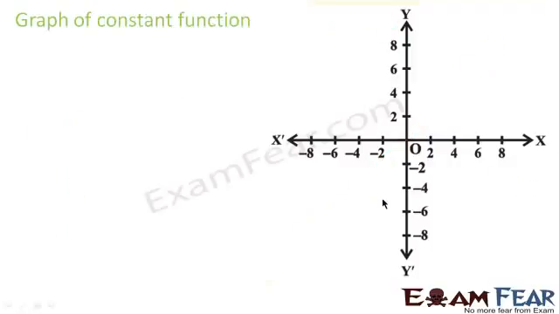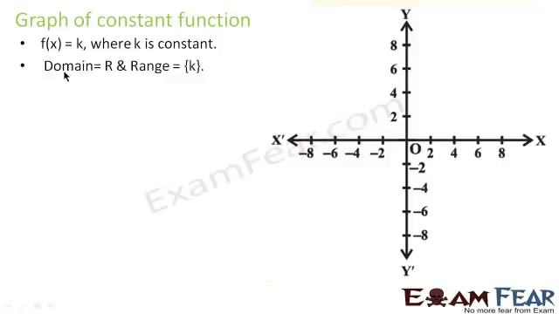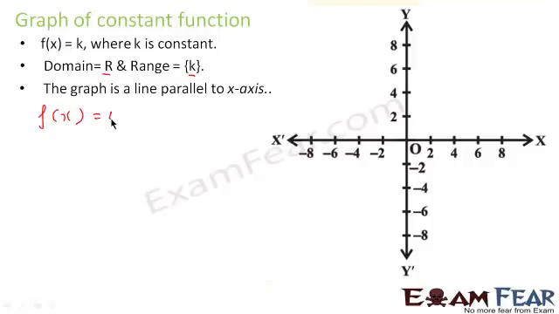Now let's take the constant function. In the constant function we say f(x) is equal to k. Here the domain is R and the range is only k. And it is a line parallel to the x-axis. Let's take an example. When we say f(x) is equal to 4.